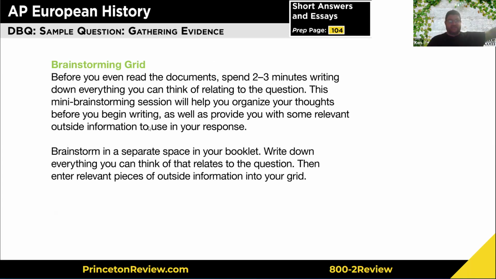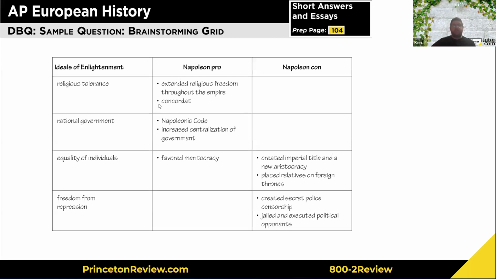This gathering evidence step is the second thing you do after reading the question. They wrote 4 ideas of enlightenment: religious tolerance, rational government, the equality of individuals, and the freedom from repression. And they said, you know, Napoleon did actually give a lot of expanded religious freedom throughout the empire. There were things that were better for certain religious groups than they had been prior.